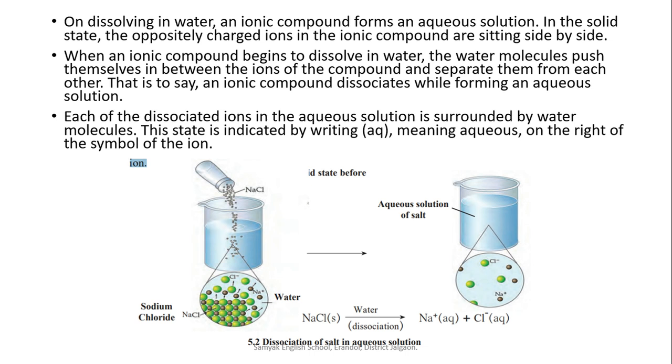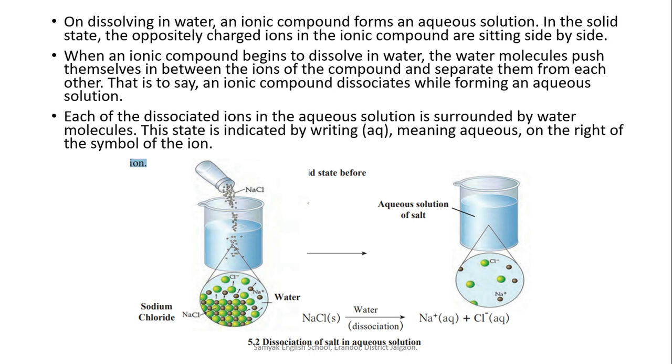When an ionic compound begins to dissolve in water, the water molecules push themselves in between the ions of the compound and separate them from each other. That is, an ionic compound dissociates while forming an aqueous solution. Each of the dissociated ions in aqueous solution is surrounded by water molecules. This state is indicated by writing AQ, meaning aqueous, on the right of the symbol of the ion. So AQ is the aqueous solution in which the ion is suspended.